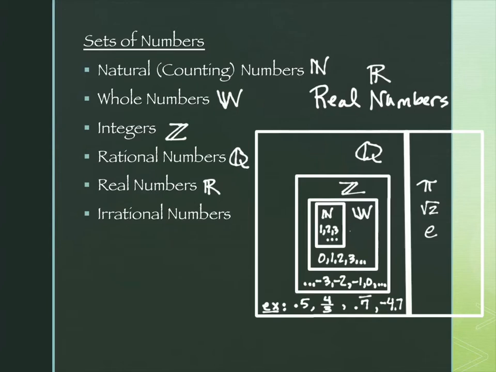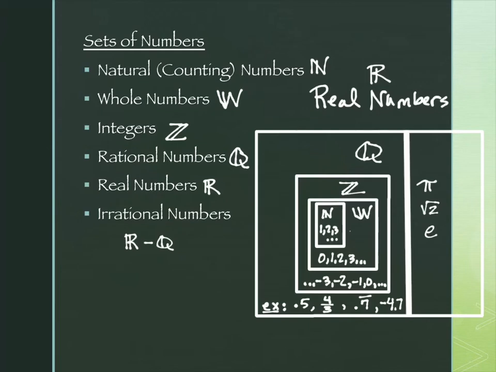I don't know. One of the textbooks I use actually uses I, but that is not a conventional notation. What you see used is R minus Q. So this is just saying the real numbers and take out the rational ones.